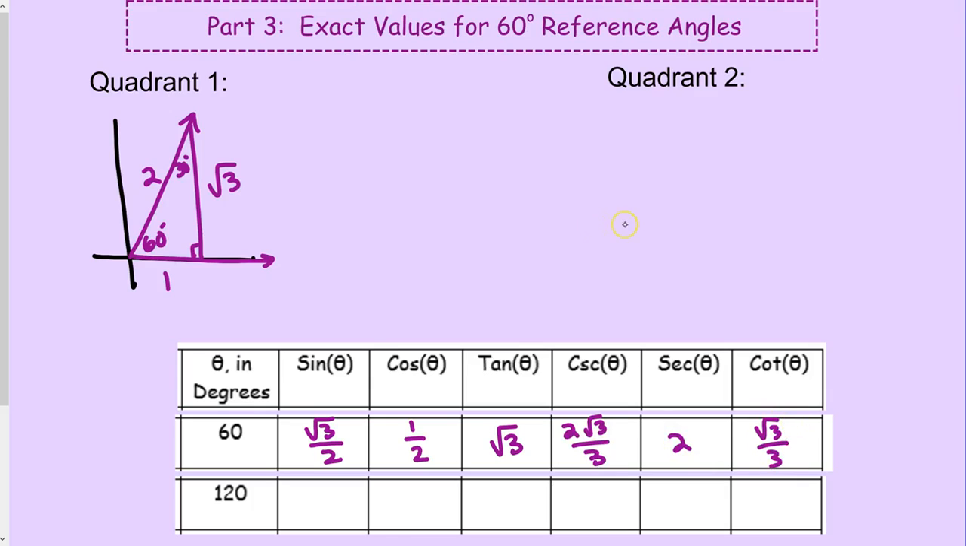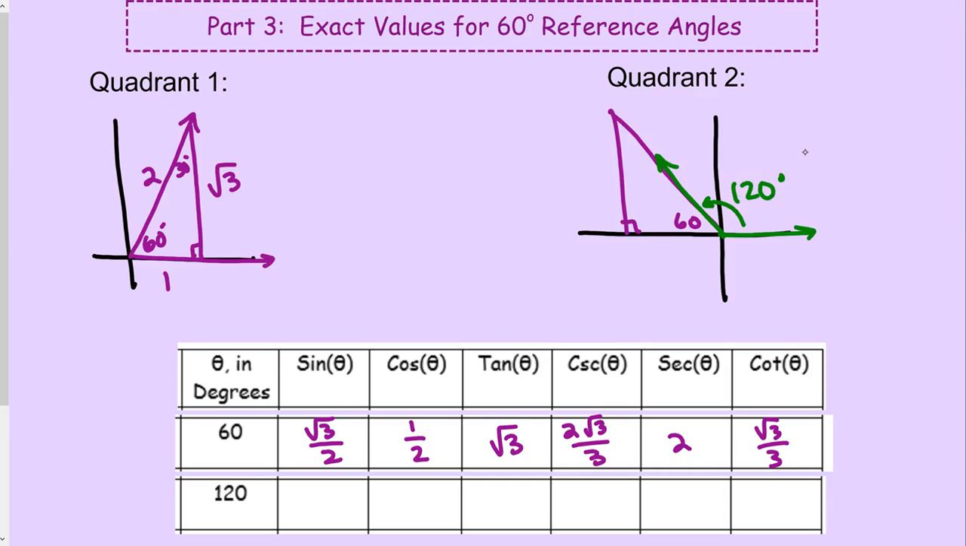And then for quadrant 2, the way you would have a 60-degree reference angle for a 60-degree reference triangle is if the angle you were interested in here was 120. So with the 30, 60, 90 triangle, you have your 1 on the short leg, your square root 3 on the long leg, and your 2 on the hypotenuse. But let's make it a negative 1 since we went left.